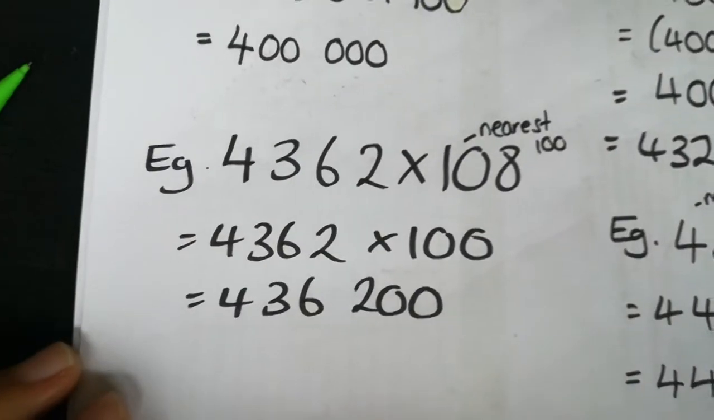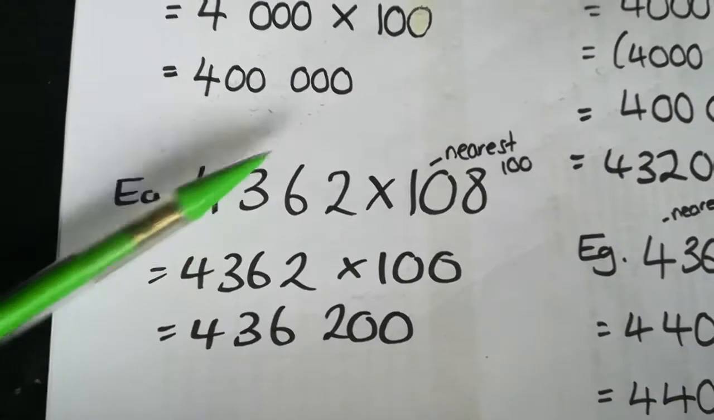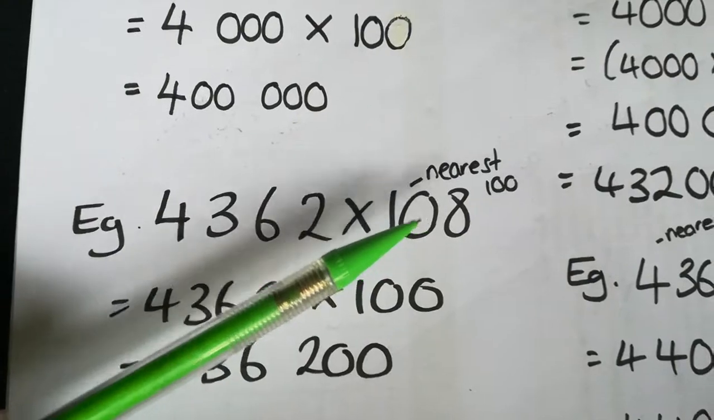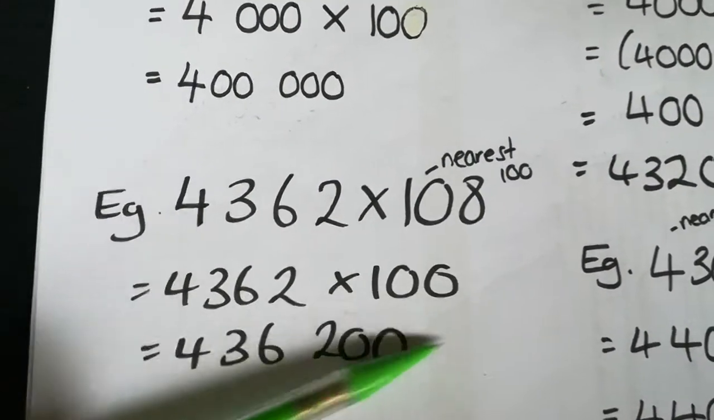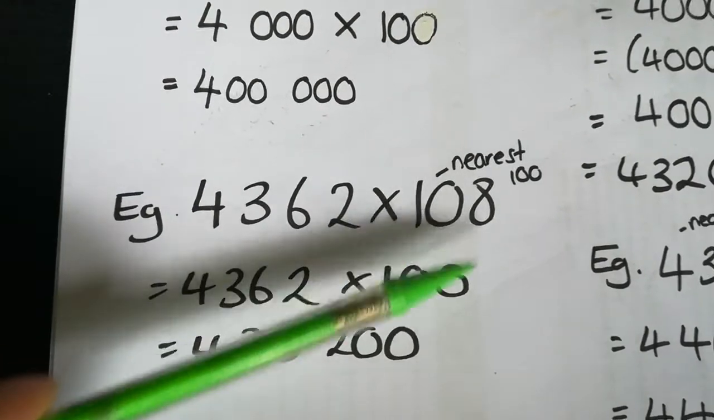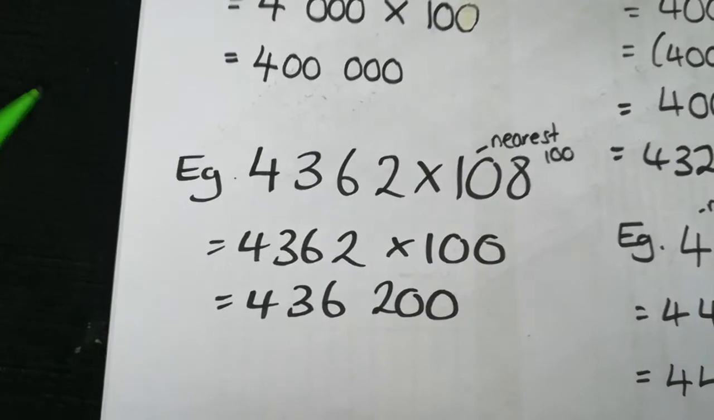The next example here, the instruction said multiply the following numbers by rounding the second number only to the nearest 100. So I wrote the first number as is, but I only rounded the second number to the nearest 100, which is 100, and I multiplied the two together.